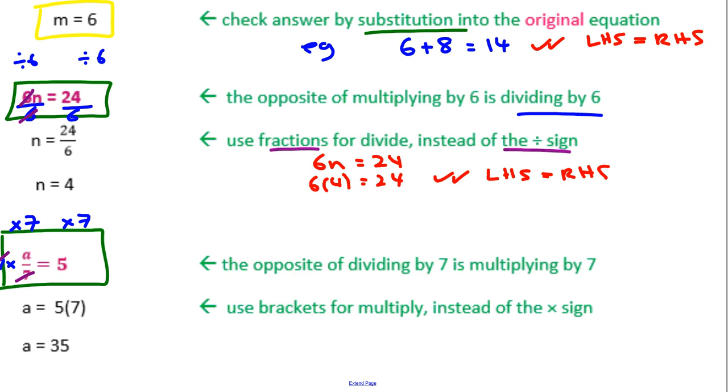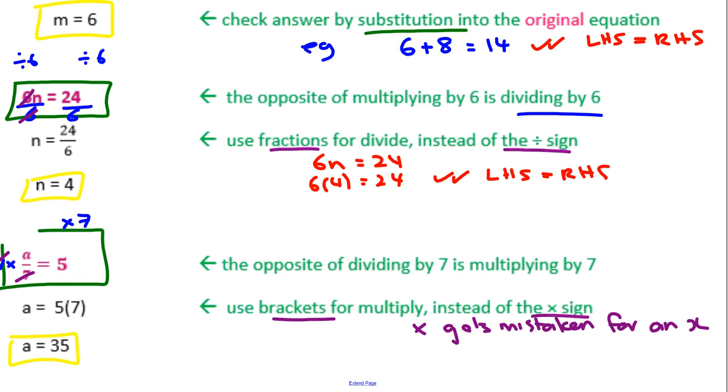So that looks like we times by 7 here and then times by 7 over here. But remember, use brackets for multiply instead of the multiply sign, because the multiply sign gets mistaken for an x in algebra. So the multiply sign will often get mistaken for a variable. You can avoid using the multiply sign by using brackets for multiply instead. So a equals 5 times 7, a equals 35 is our answer.